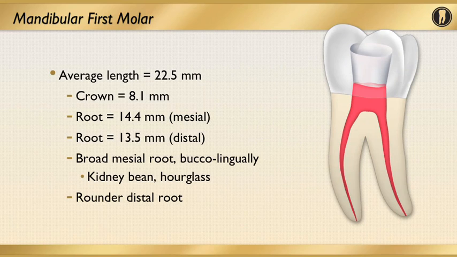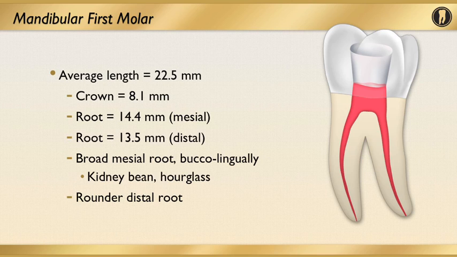Now let's look at the mandibular first molar. On average, the length is 22.5 millimeters. The crown of the mandibular first molar is 8.1 millimeters on average. The mesial root is 14.4 millimeters. The distal root is 13.5 millimeters.